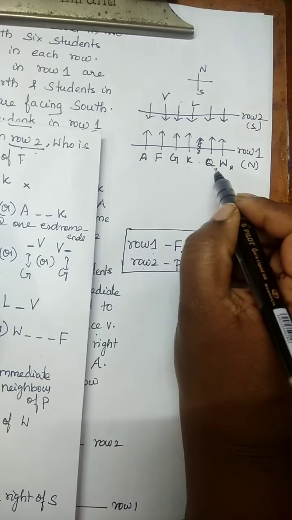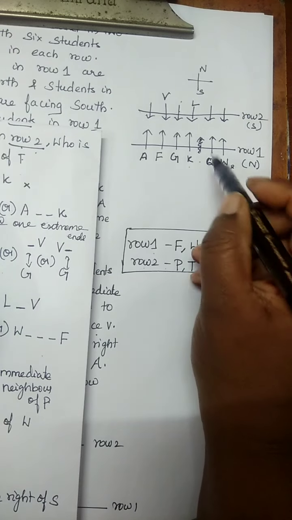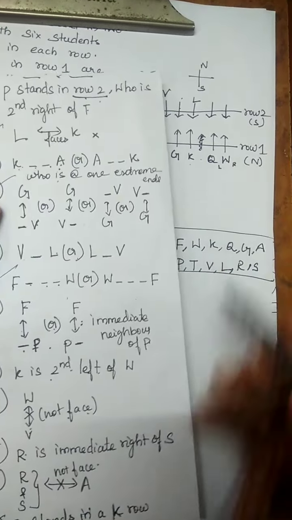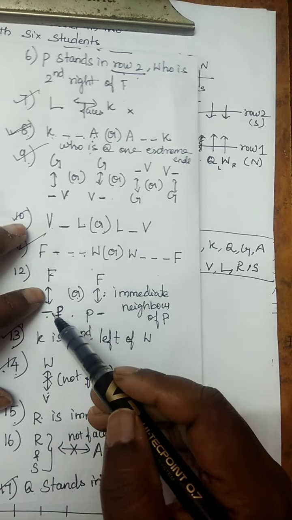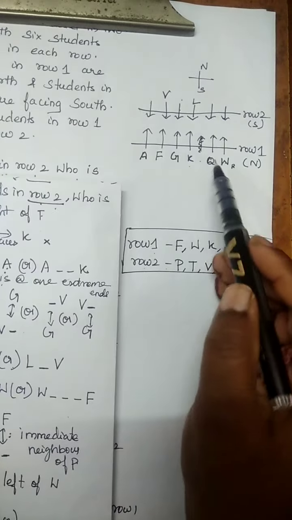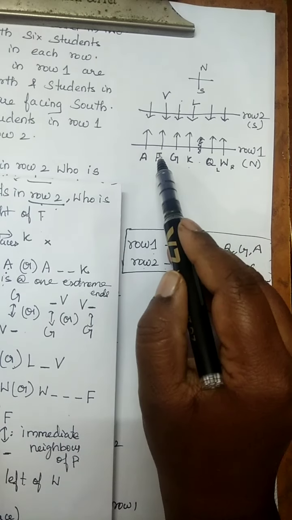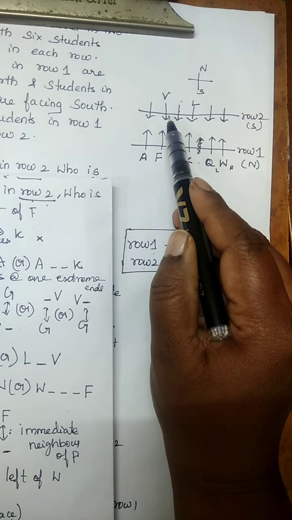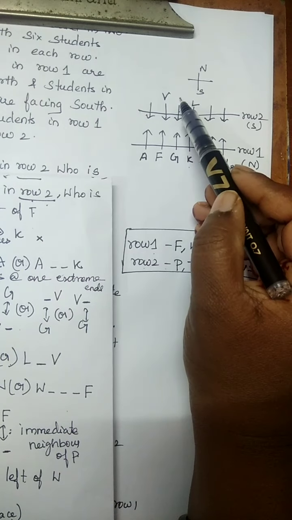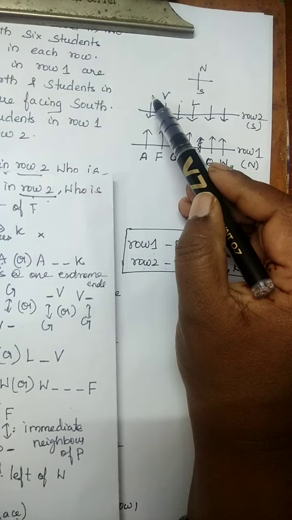Okay, row 1 members are placed successfully. Now, the row 2 members. Check with the other options. F faces immediate neighbor of P. Whether P will be here, P will be here.